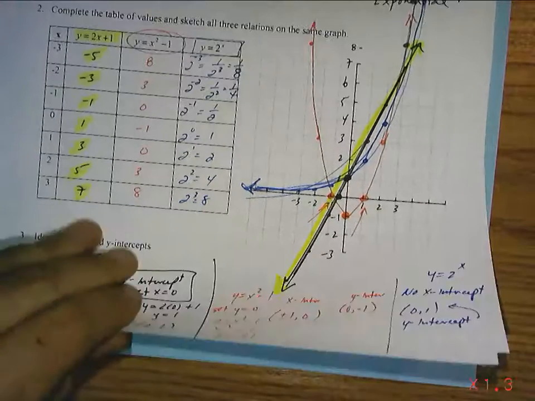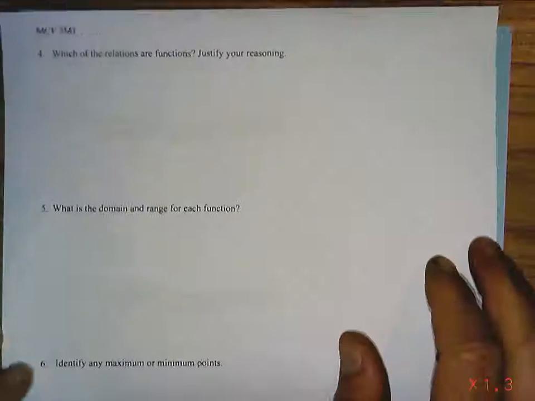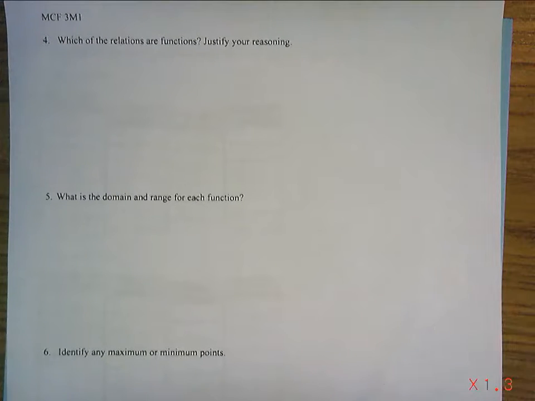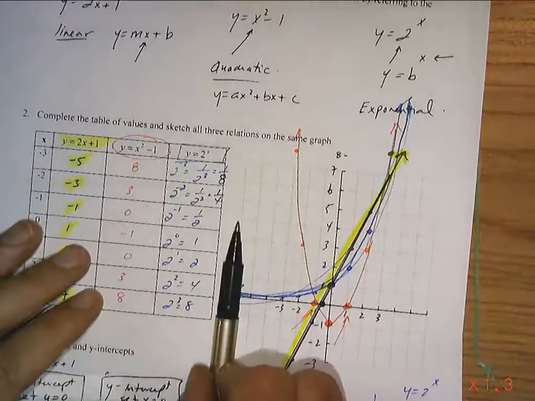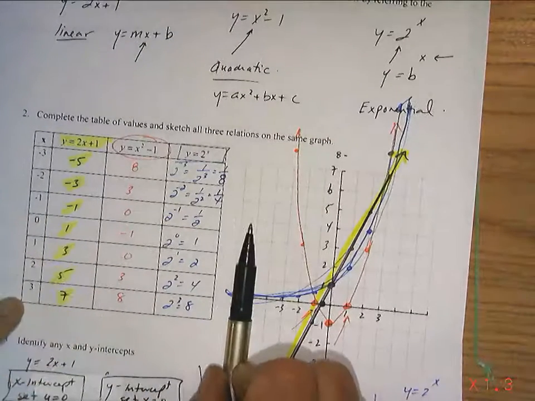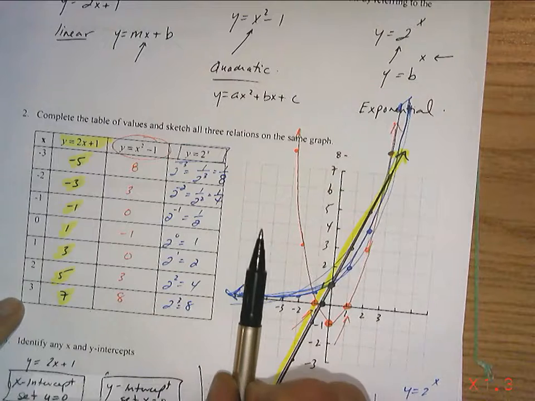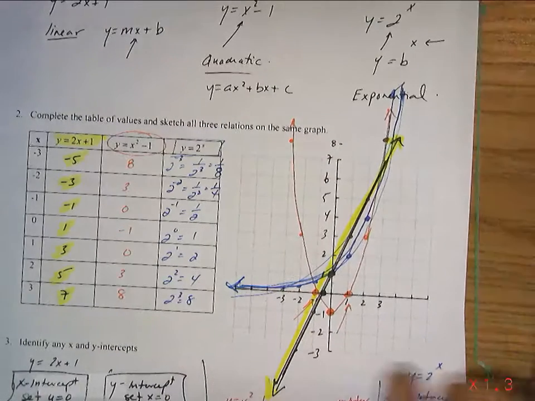Okay, second page. Which of the relations are functions? Okay, we have to go back into what we remember about that. What is a function? A function is any curve where for every x value there is only one y value. And remember, the vertical line test helps us with that.